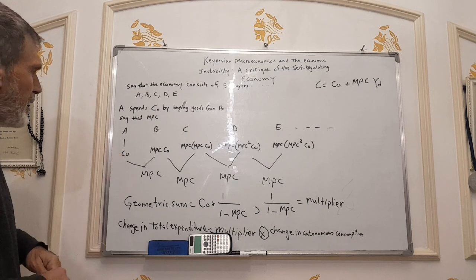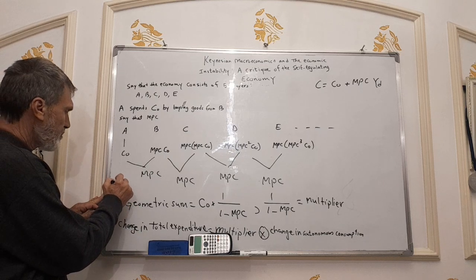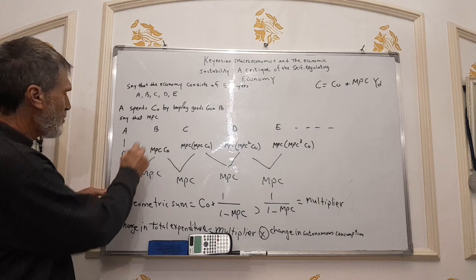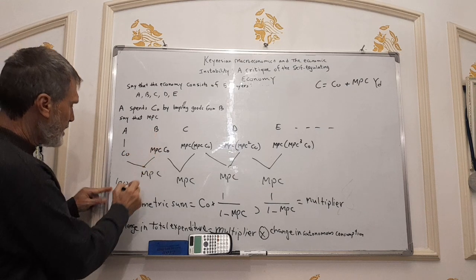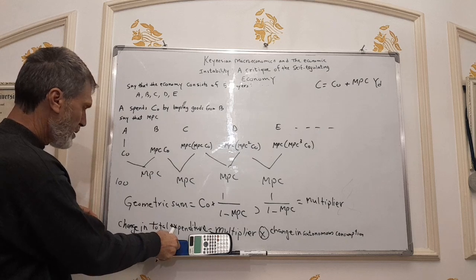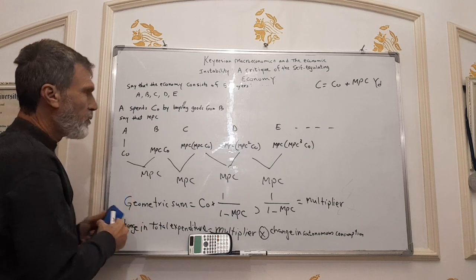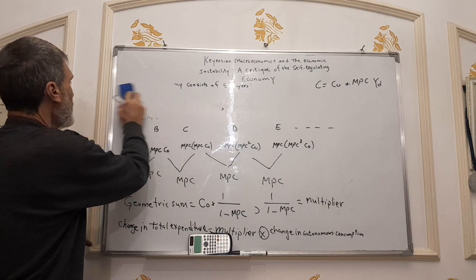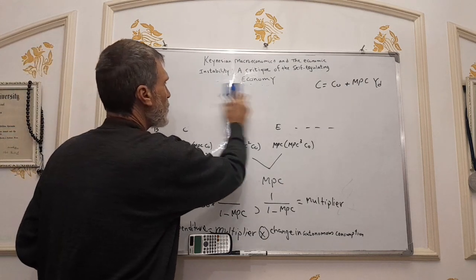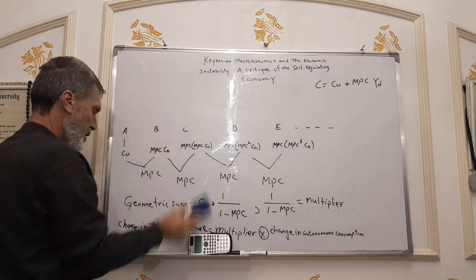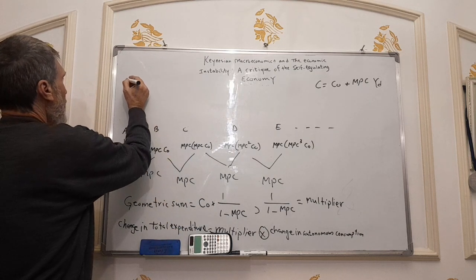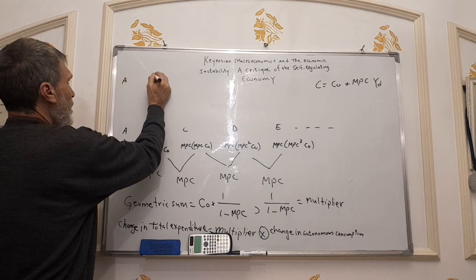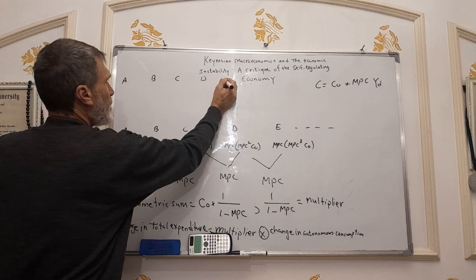For instance, A spends, for instance, $100. Now this $100 becomes an income to B. B will spend, and suppose here, if I erase over here and give a simple example to see what's going on here. Okay, let's say, for instance, A, B, C, D, and E.